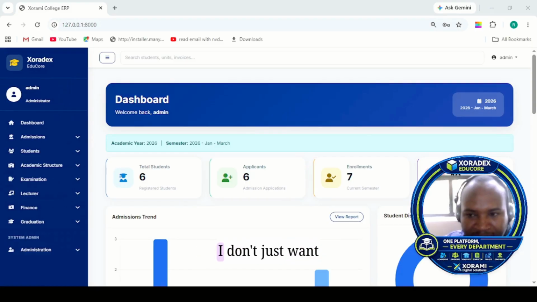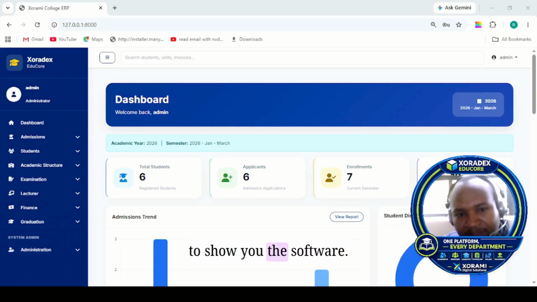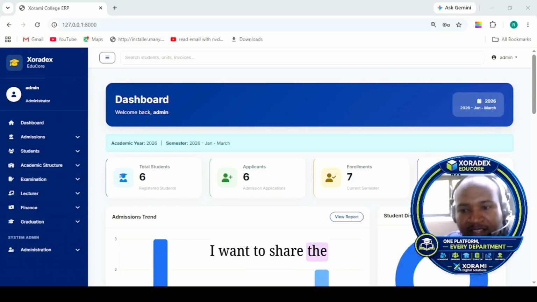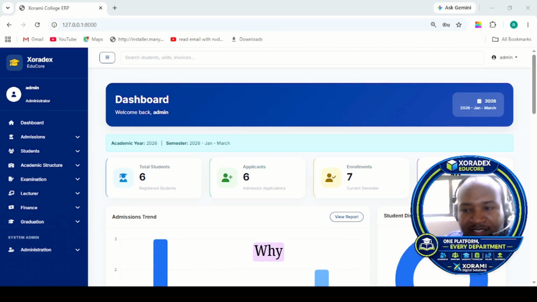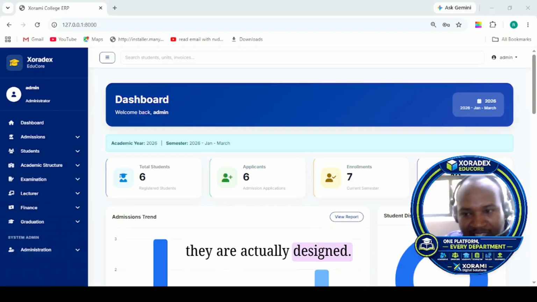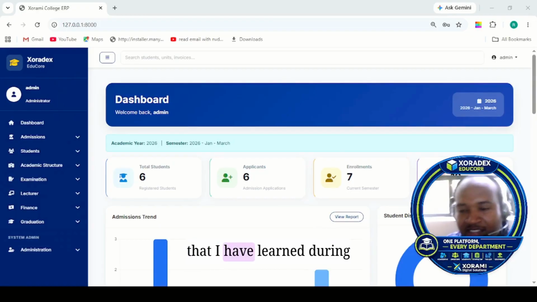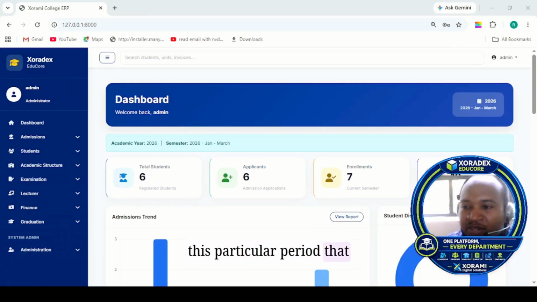Through this platform, I don't just want to show you the software. I want to share the thinking behind it. I want to talk about the real challenges that our institutions face, why certain features are designed the way they are, and what lessons I have learned during this period that I have been developing and will continue to develop. How has technology come to help transform our education management?